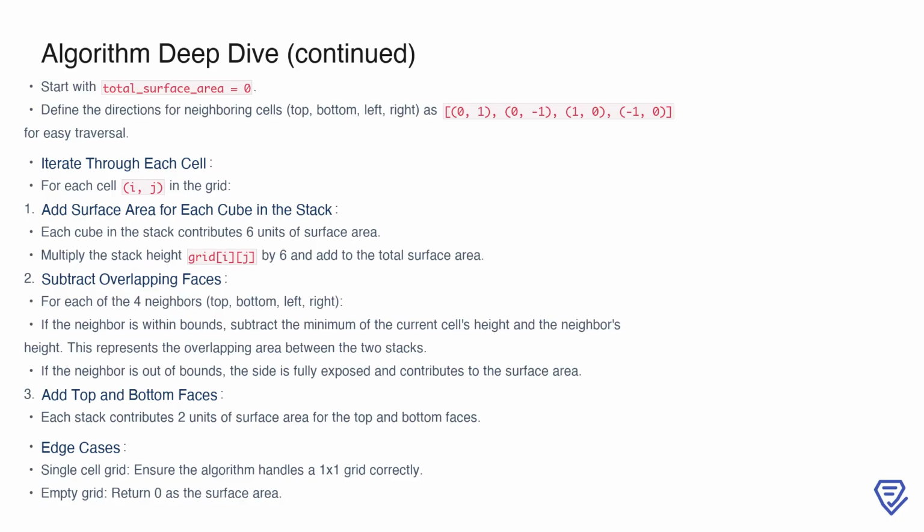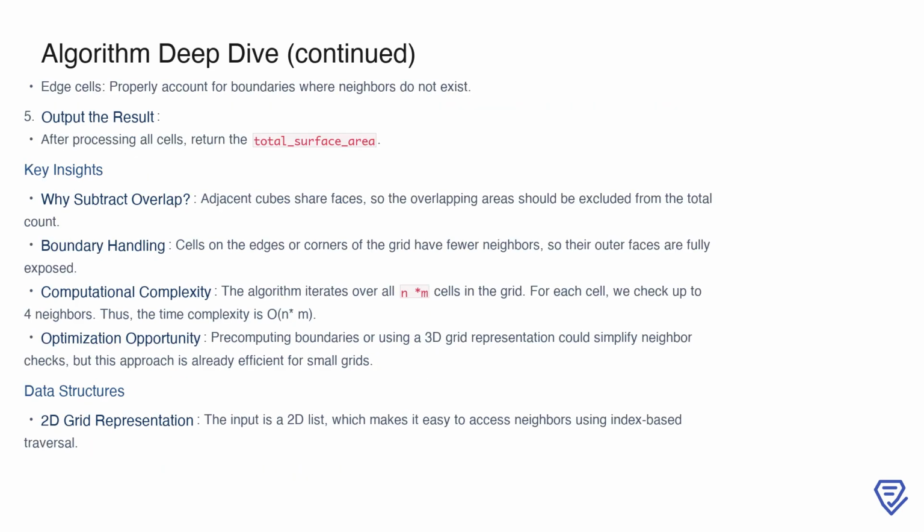Finally, we handle edge cases, such as a single-cell grid, where there are no neighbors, and an empty grid, where the surface area is simply 0. For edge cells, we ensure that the algorithm correctly accounts for boundaries where some neighbors do not exist. These outer faces remain fully exposed and contribute their full area to the total surface. After processing all cells in the grid, we return the total_surface_area as the result.